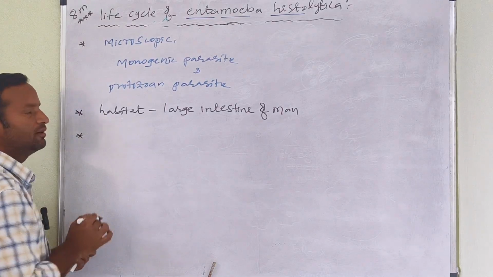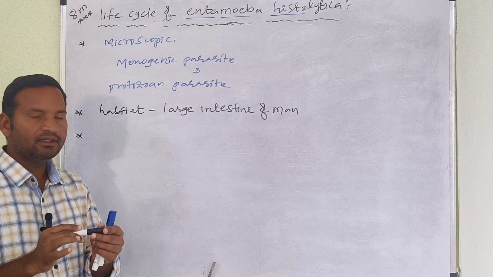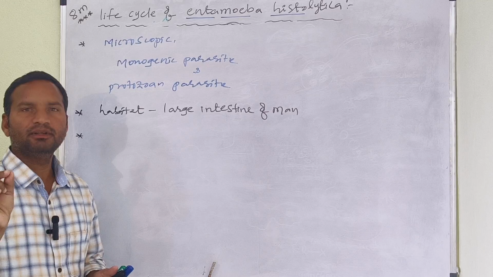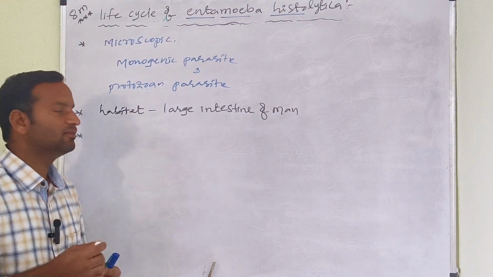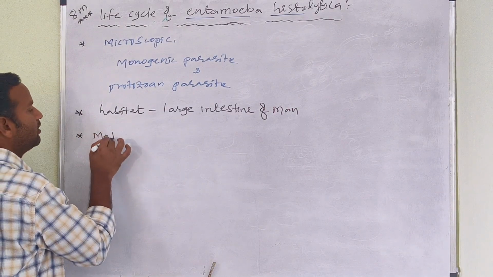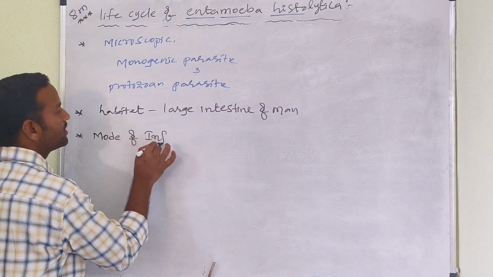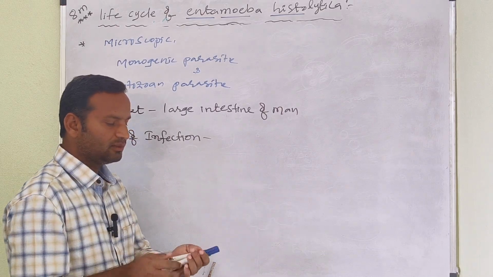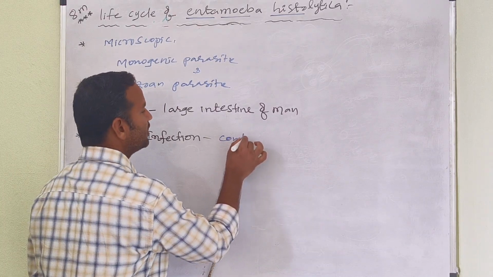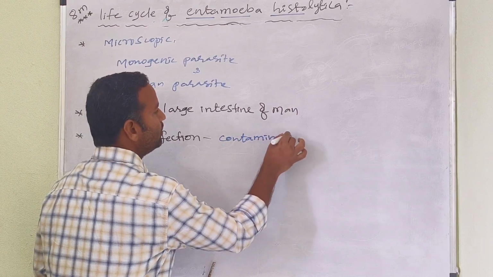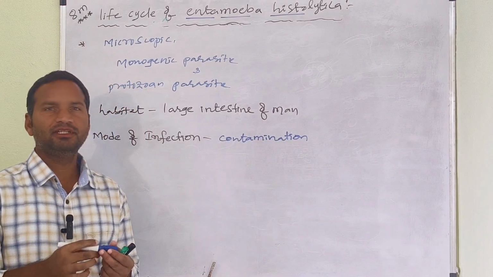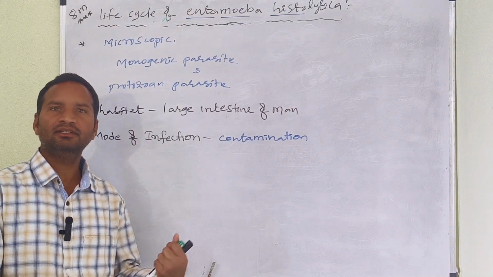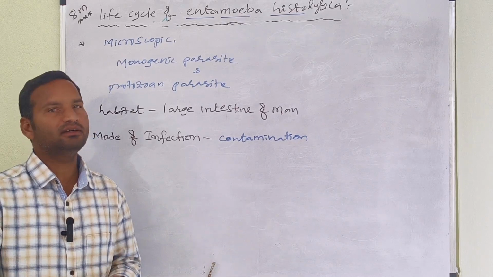The next one is that it usually spreads from one person to another by a process called contamination. That's why the mode of infection is contamination. What is the meaning of contamination? Contamination means polluting the food substances. If you take contaminated food and water, these parasites enter into our body and cause a disease.